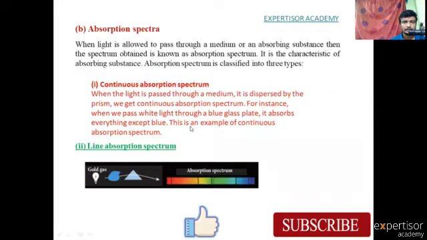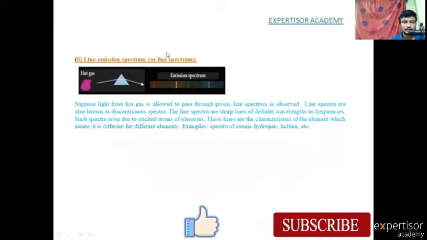Next, the third one in the emission spectrum is the band spectrum. Here different wavelengths of light generate the band spectrum. These bands refer to different frequency levels and different applications.